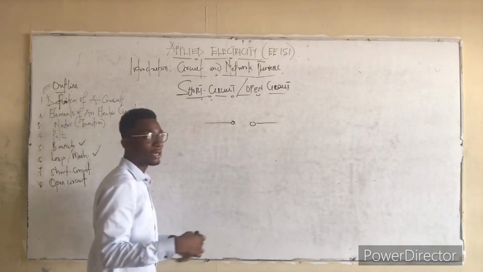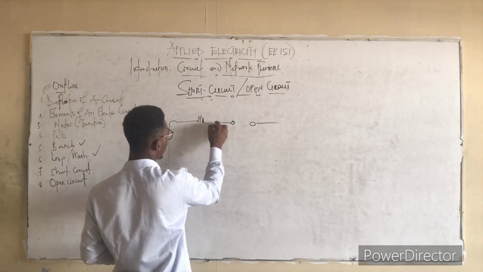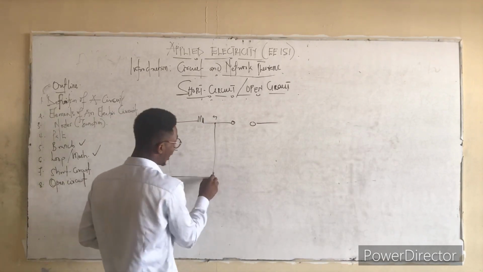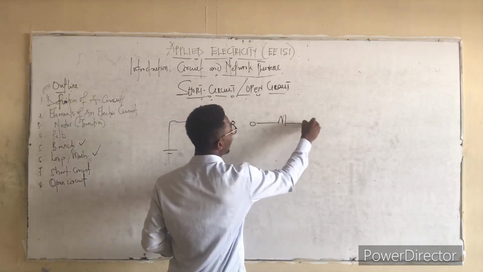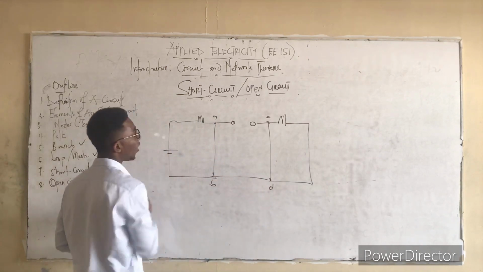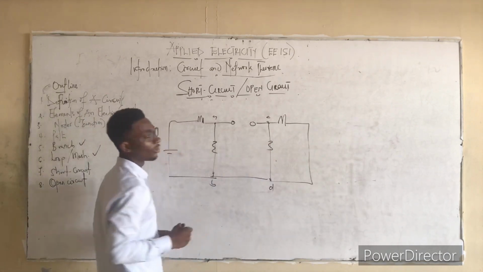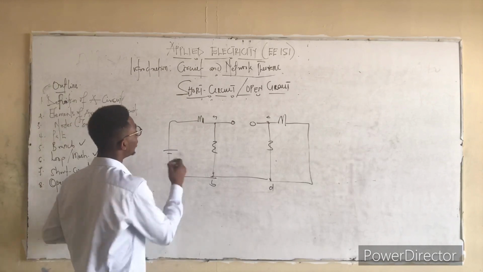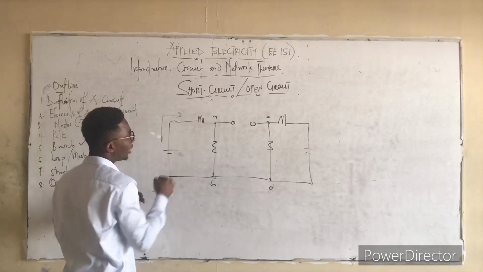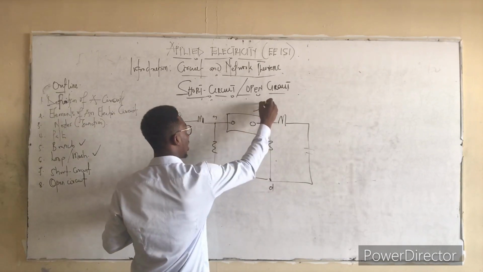it is represented this way on the circuit diagram. So if this is simply my circuit diagram, in this circuit diagram, when the current is flowing from this point and gets to this place, this is where we have what we call the open circuit. So the open circuit is actually happening here.